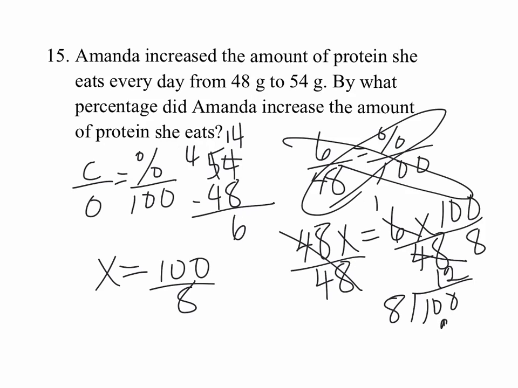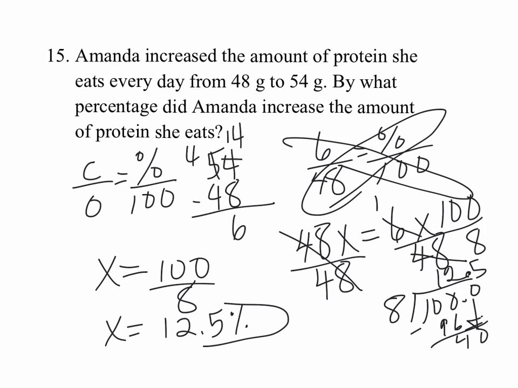That's 96. 4 left over. If you bring in a 0, you can make that 12 and 5 tenths. X is equal to 12 and 5 tenths %. That is the correct answer. So by what percentage did Amanda increase the amount of protein she eats? By 12 and 5 tenths %.